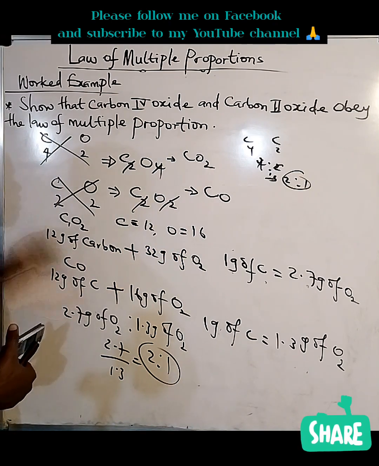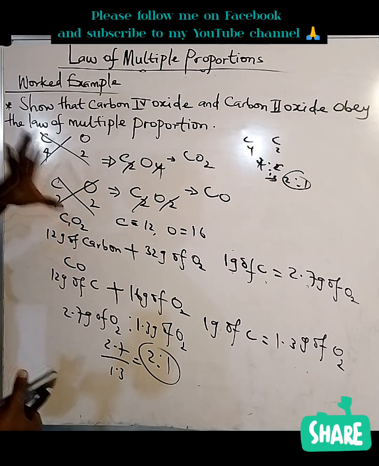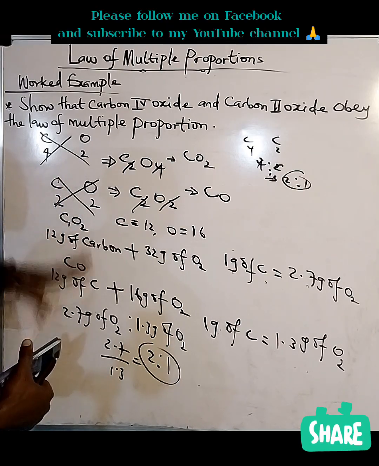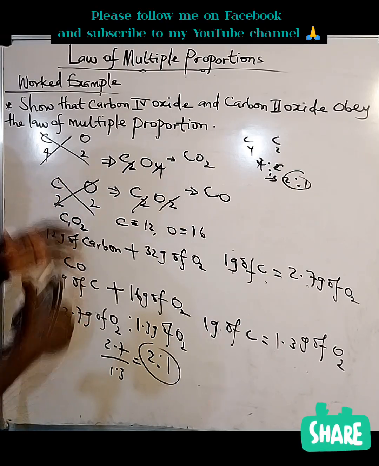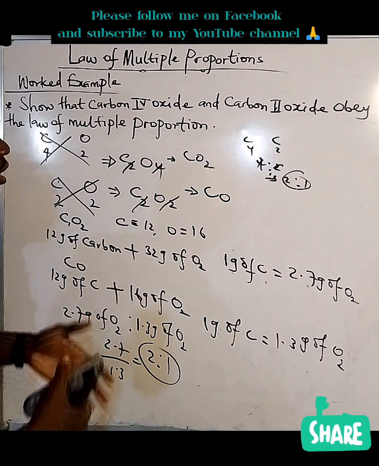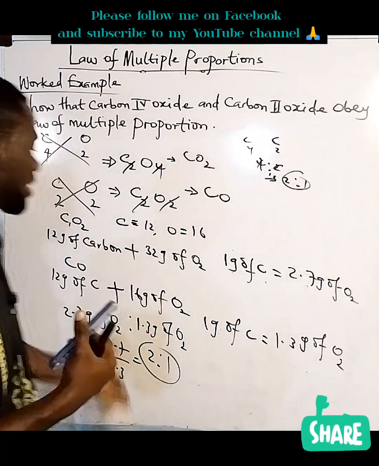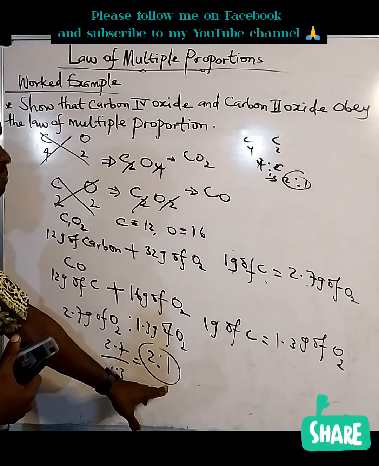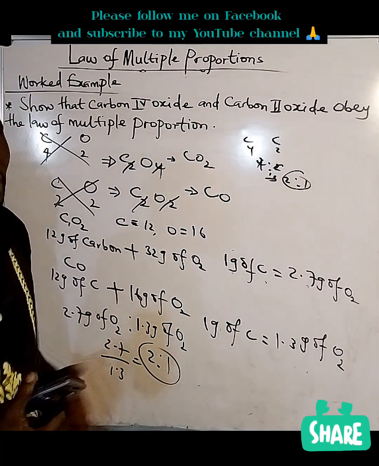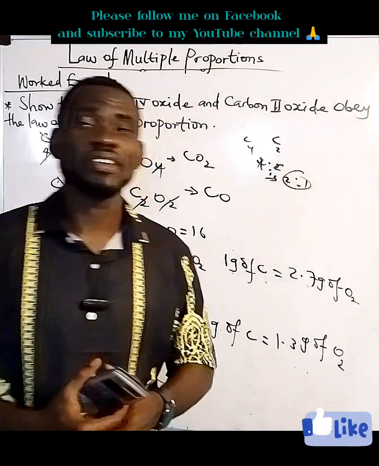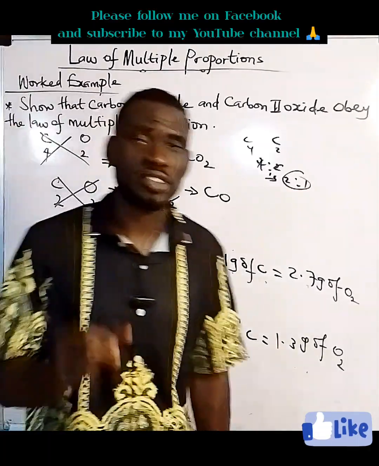But if we have carbon 4, we have carbon 2. So for the fact that we have multiple oxidation numbers for this very carbon combining with a fixed oxidation number of oxygen, according to John Dalton, from his observation, he found out that this combination happens in a simple whole number ratio. As simple as that. So that is everything for this very lesson. At this very point in time, we're drawing the conclusion on this very lesson.